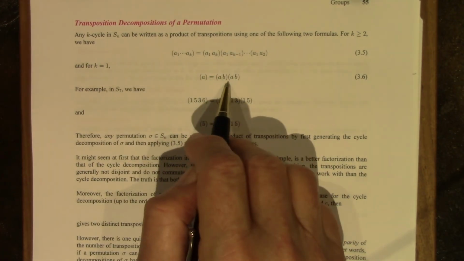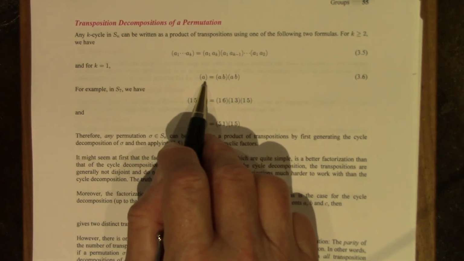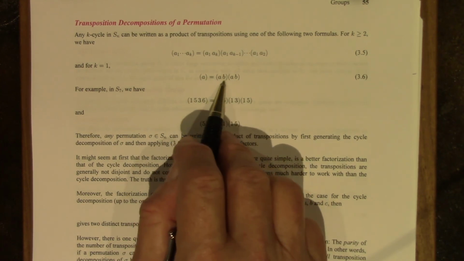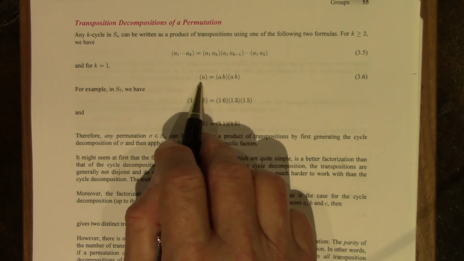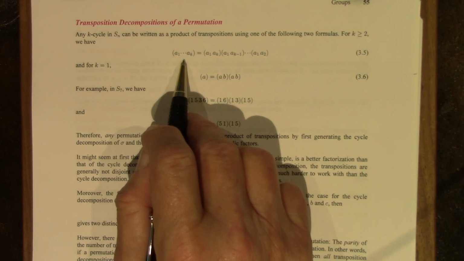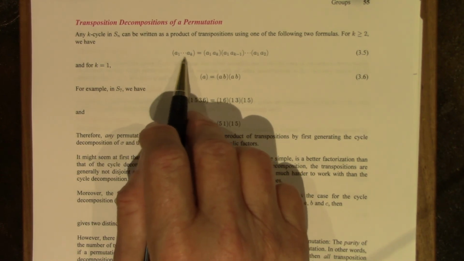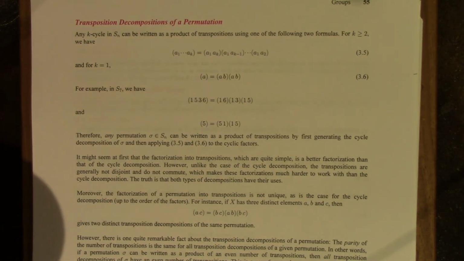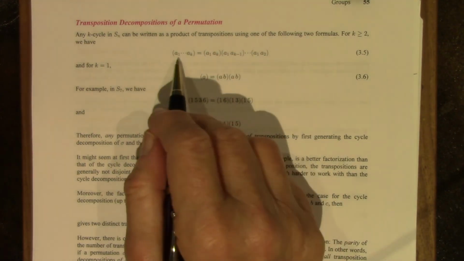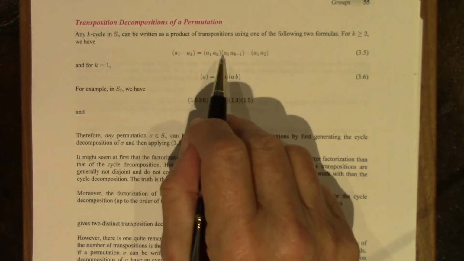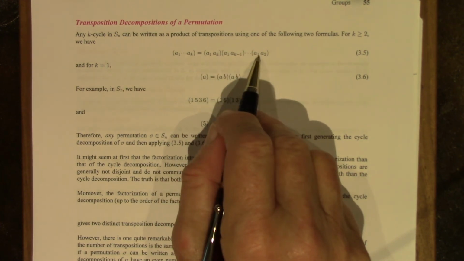You have to use one of these two formulas. For a 1-cycle, you just write it this way. This product is the identity, and so that's equal to this 1-cycle. If k is bigger than or equal to 2, then you have this formula. This k-cycle, (a_1 ... a_k), is equal to this product of transpositions.